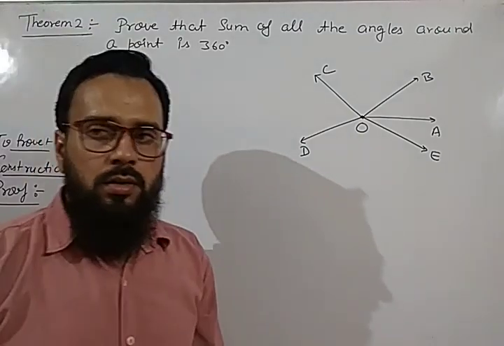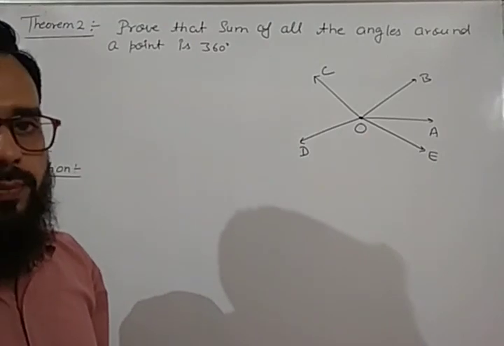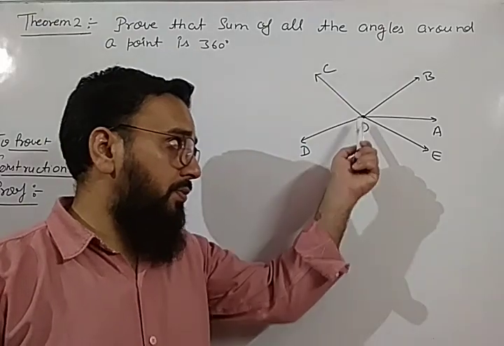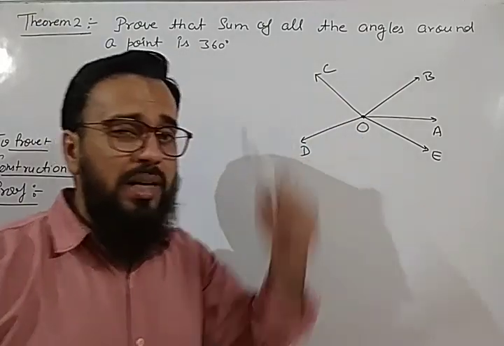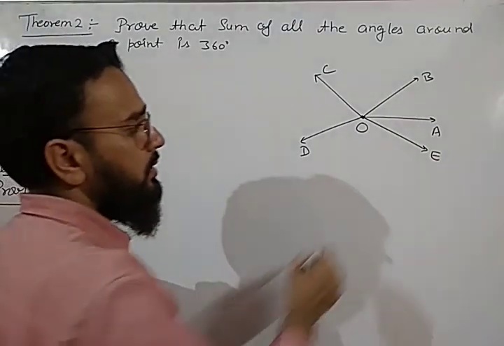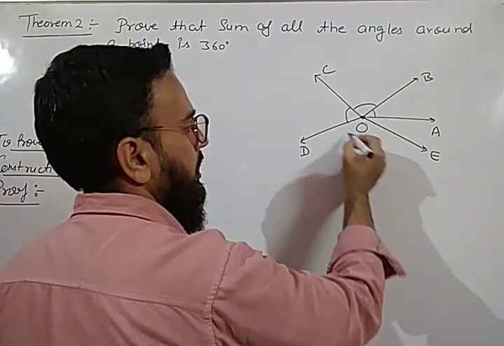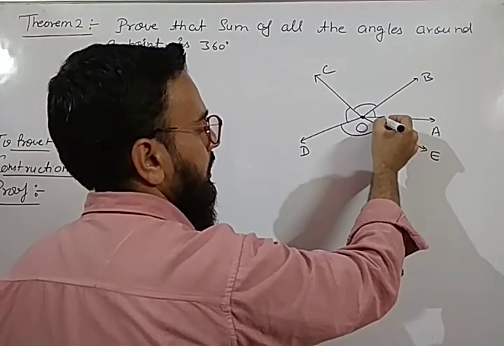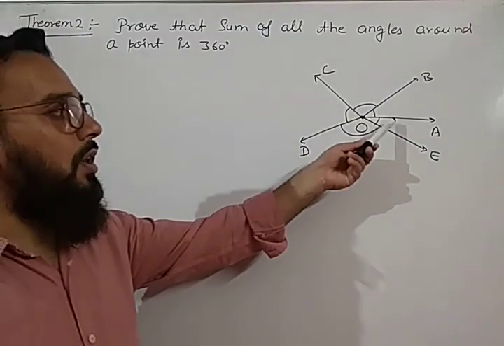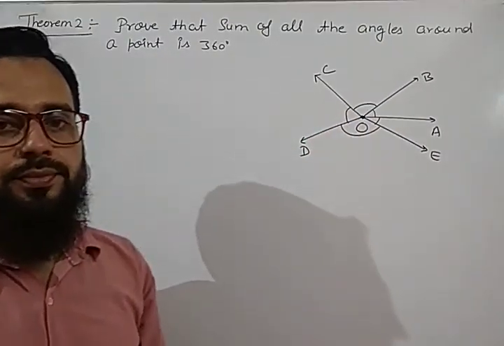So what we have to prove? The sum of all the angles around a point is 360 degree. And we all know that a complete angle is always 360 degree. So if we are talking about sum of all the angles around a point, what is the point? Point is O. So what are the angles here? The angle is angle AOB, then angle BOC, then angle COD, then angle DOE, and then angle EOA. There are 5 angles. So the sum of all these angles will be equal to 360 degree. This we have to prove.